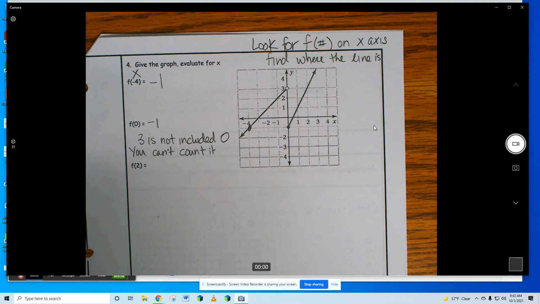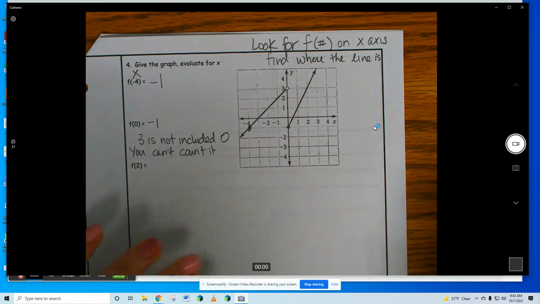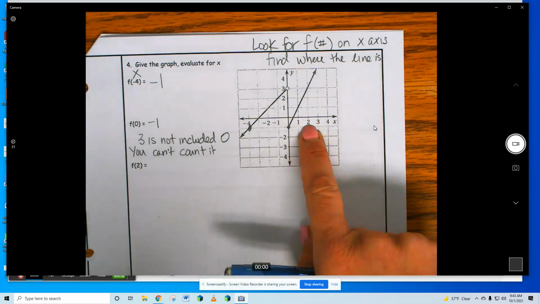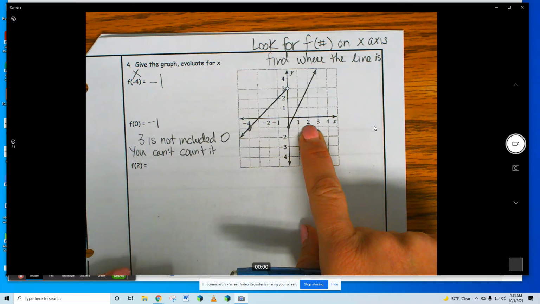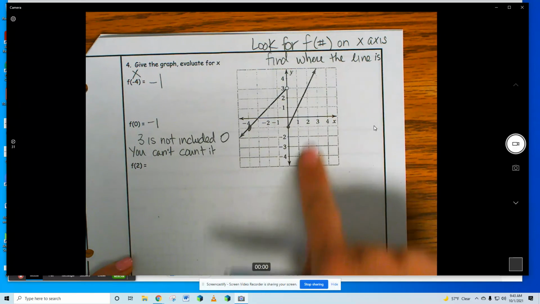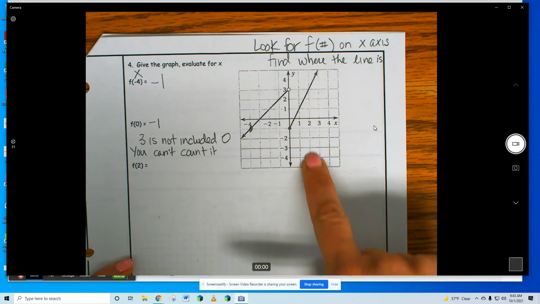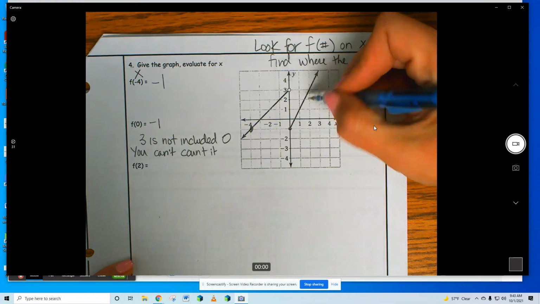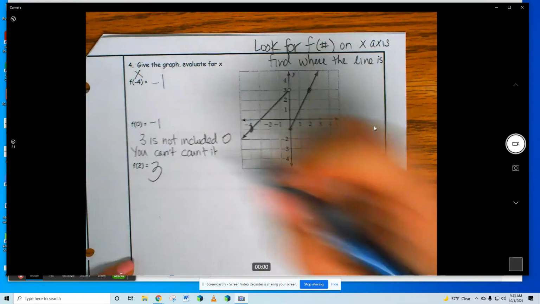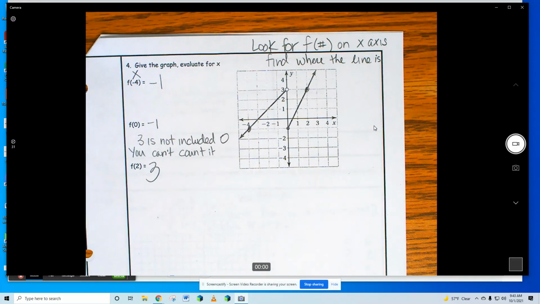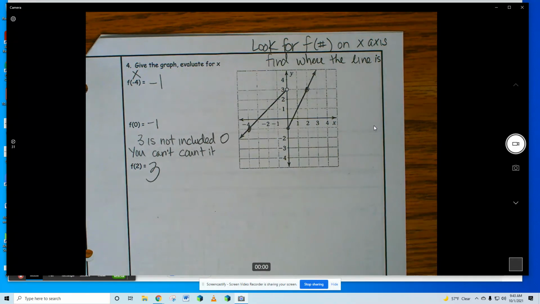Okay, where is x 2? Is your finger right here? Go up or down. Where is the line on this 2? It's at 3. So the answer is 3. If you're not given an equation to plug into, you have to look at the graph. And you go along the x-axis because it says f of x, where x equals 2, right here.